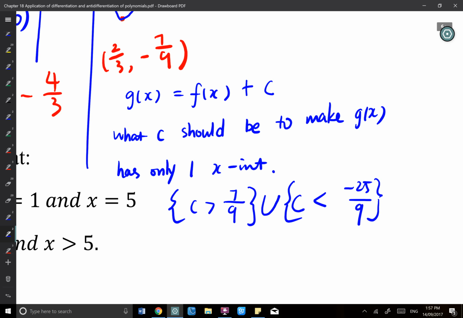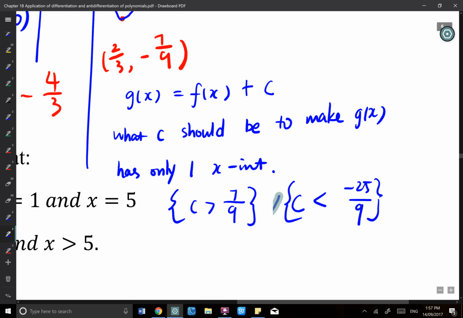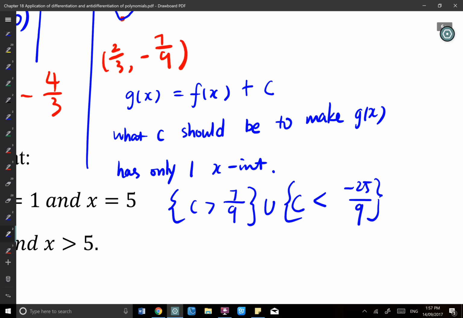So you will meet a lot of questions next year about that, and I just wanted to let you know this is about moving up, moving down, and it's about the turning point. This is a basic one. The harder one will be how much I need to move to make it only 1 negative or 1 positive intercept. Like I want 1 negative or 1 positive intercept. How much do I need to move? That will be the harder part.